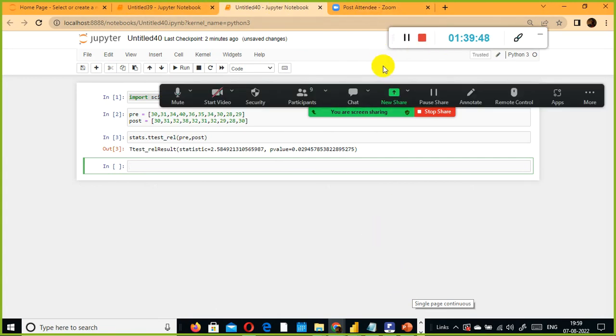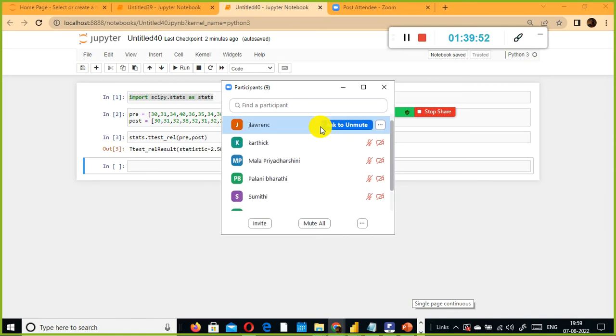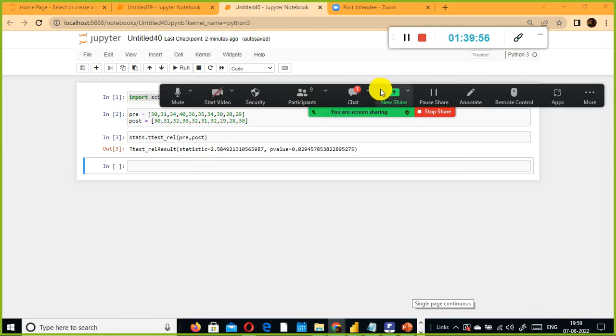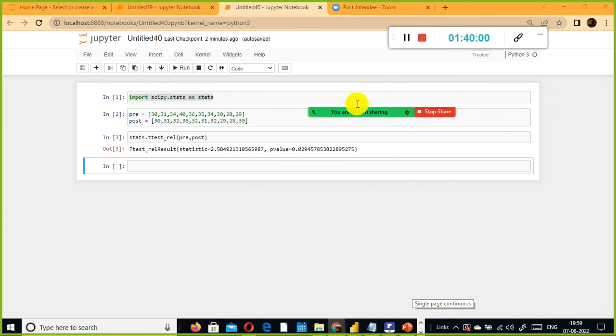What is the, can we accept the null hypothesis or reject the null hypothesis? Only one person gave me the correct answer. Okay, and how about others? The p-value, what is alpha? You remember, right? What is alpha?